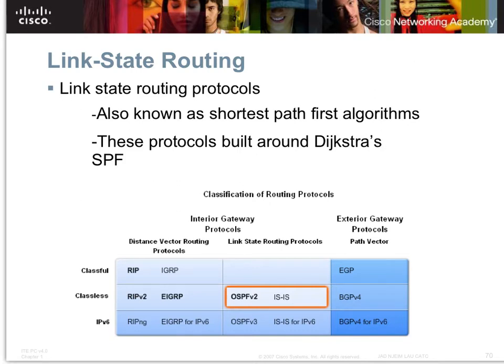So EIGRP uses two types of tables: of course, the routing table and the topology table. This will allow EIGRP to have fast convergence and mitigate the routing loops. So today, inshallah, we're going to start with a link state routing protocol.